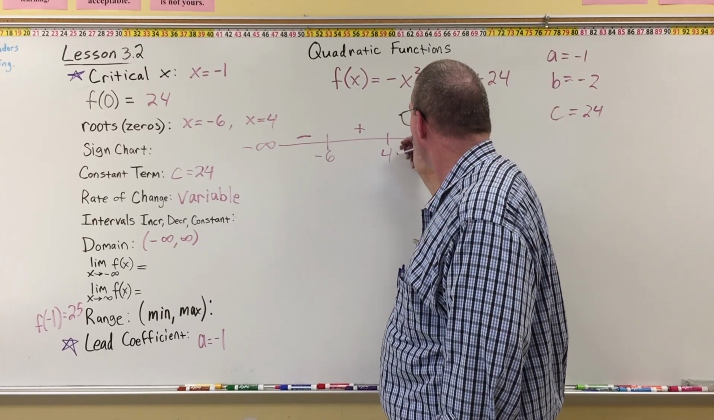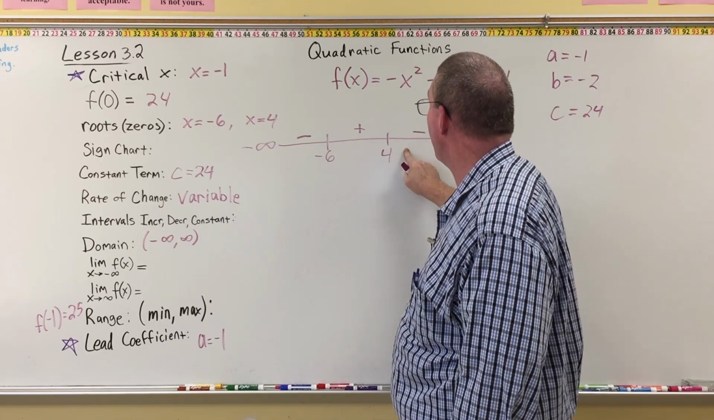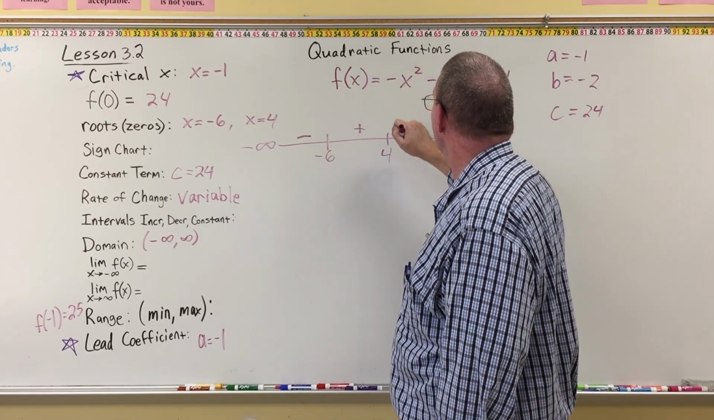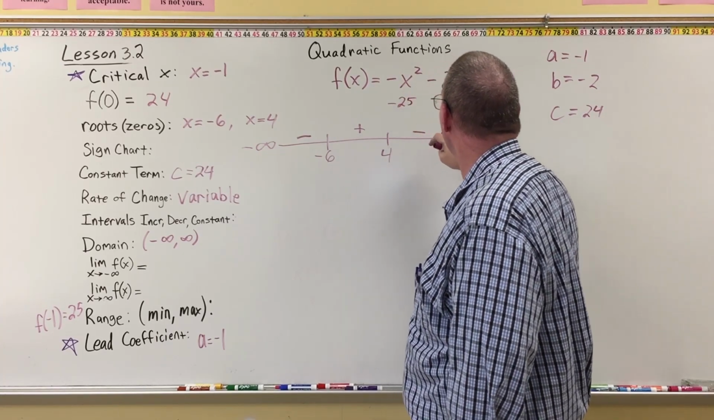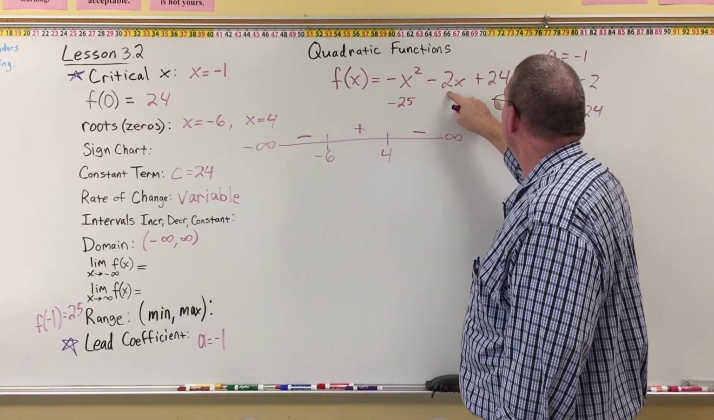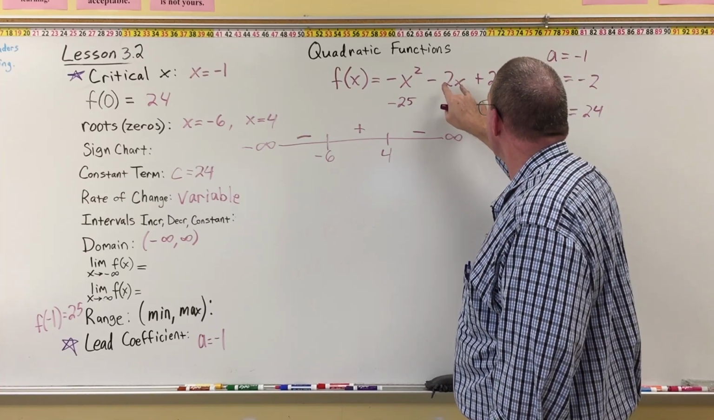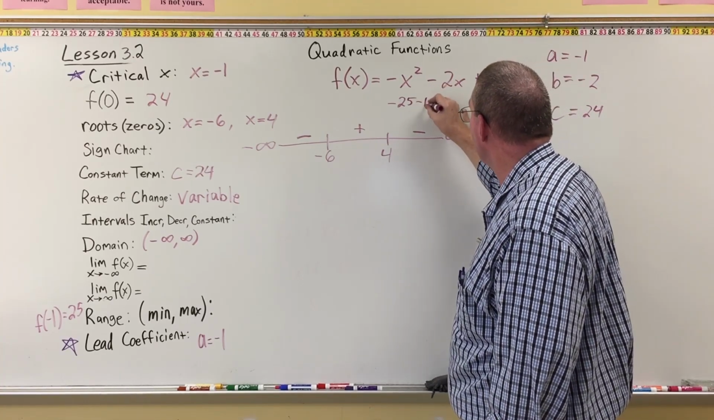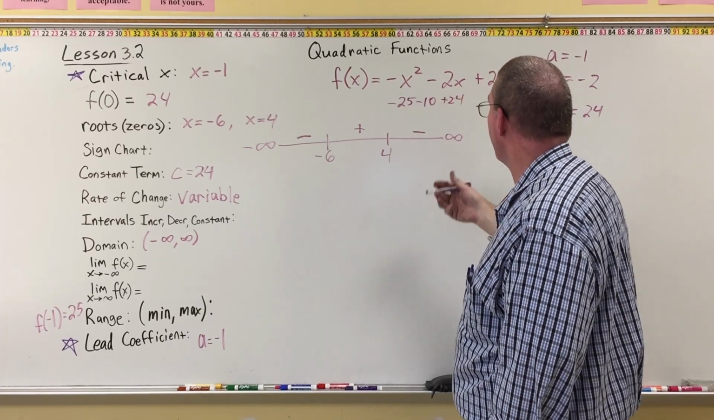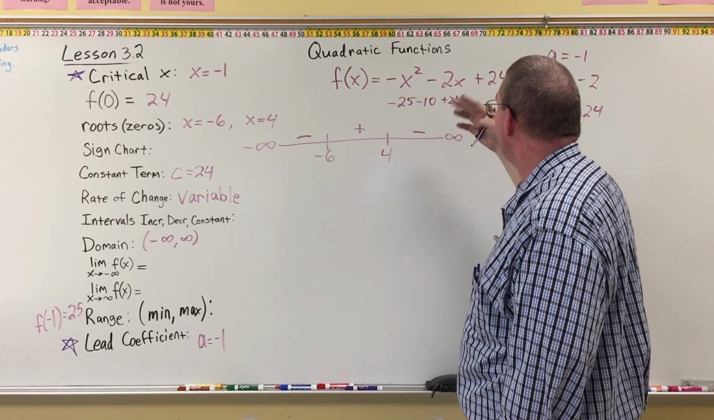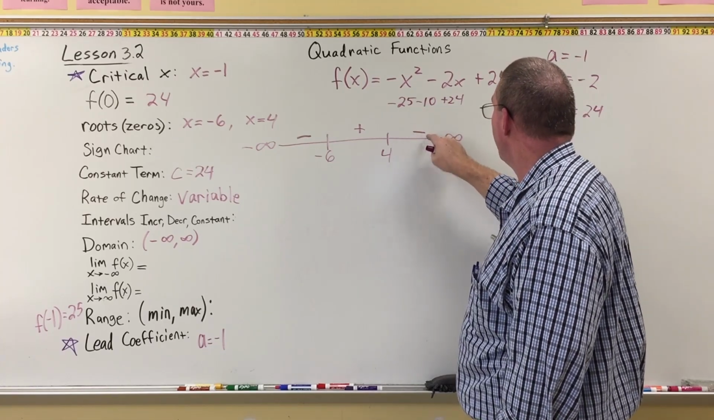Which probably means we're going to have a negative here and a negative here, but let's make sure, okay? Let's take, over here, let's take 5. Let's plug 5 in, okay? 5 squared is 25, but we're doing the negative of it. That's negative 25. 2 times 5 is 10, but we're subtracting it, minus 10. Then plus 24. Well, negative 25 minus 10 is negative 35, plus 24, that's negative 11, and so negative value, okay?